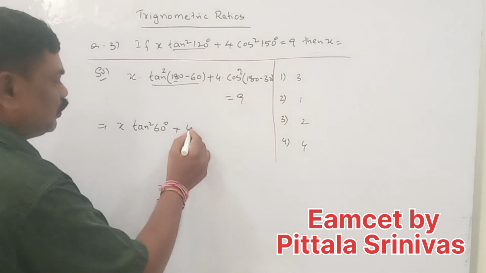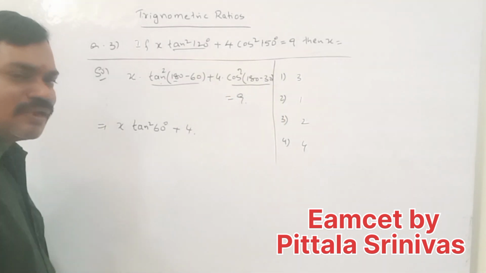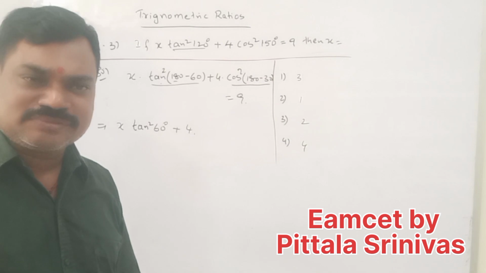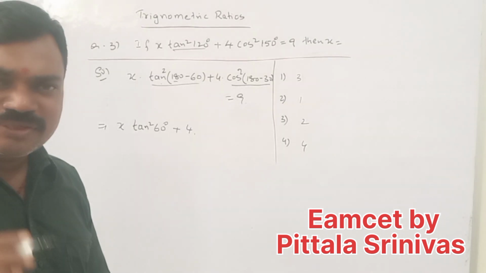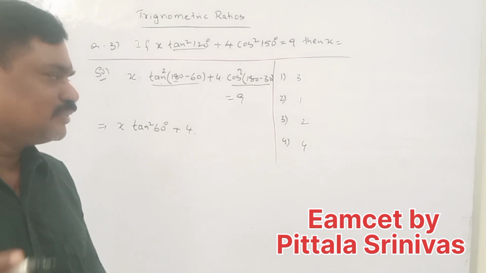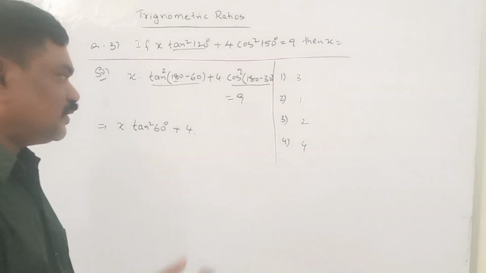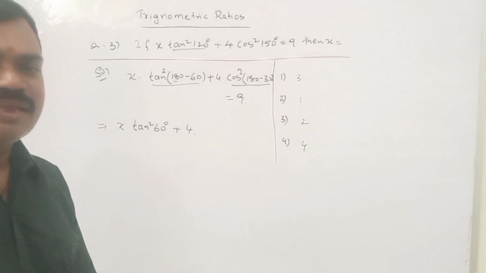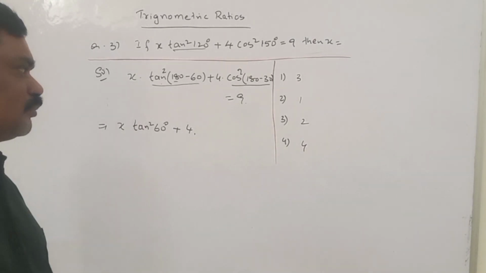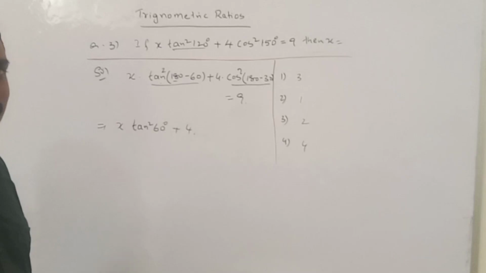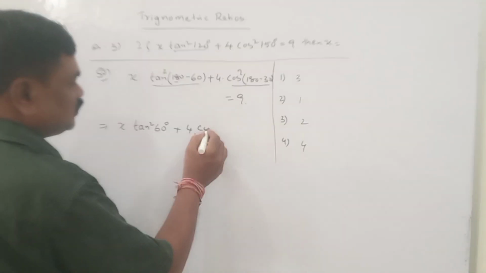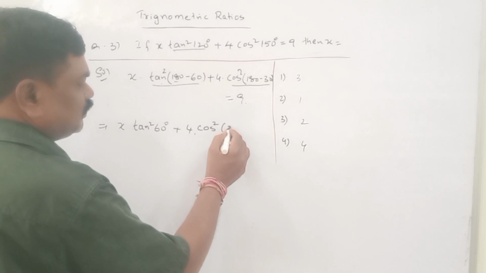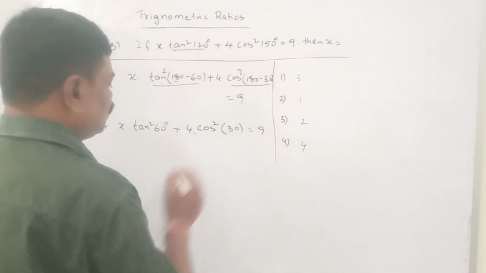Plus 4 into this, cos of 180 degrees minus theta is minus cos theta. Why? Because 180 is the supplementary angle, then cos becomes cos, but it is in the second quadrant. In the second quadrant cos is negative, but the whole square is there, so whole square minus whole square is positive. So this is cos square of 30 degrees is equal to 9.